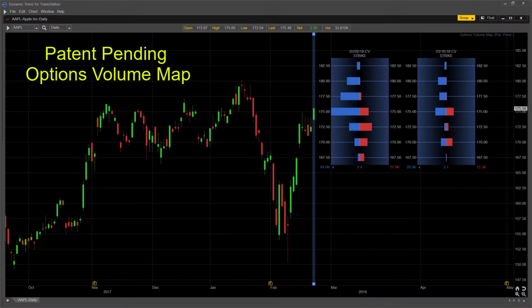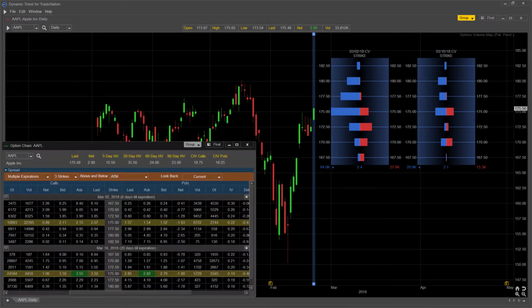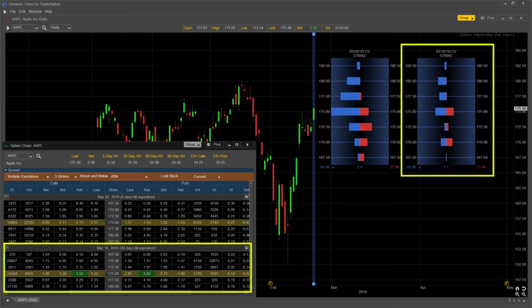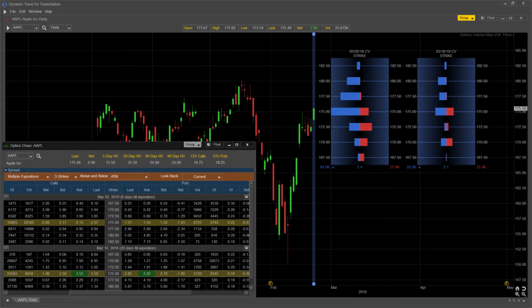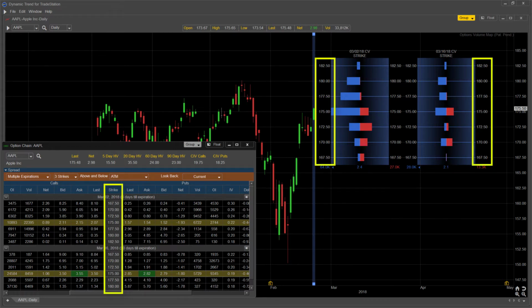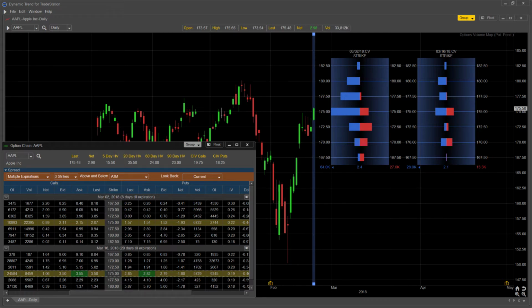With our patent-pending options volume map study, quickly analyze options bias and trade options right from the chart. Transpose option chain values to the chart for weekly or monthly expirations. Strike prices are displayed along the vertical axis, matching the chart price scale. Calls to the left and puts to the right.